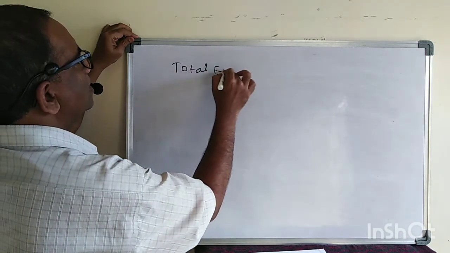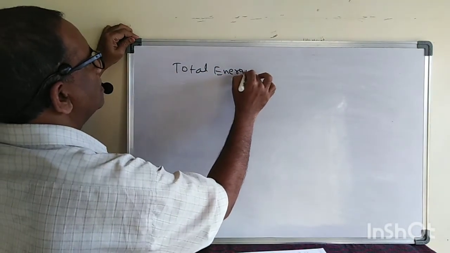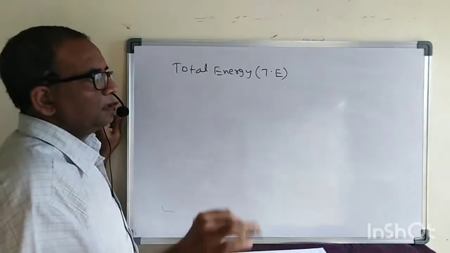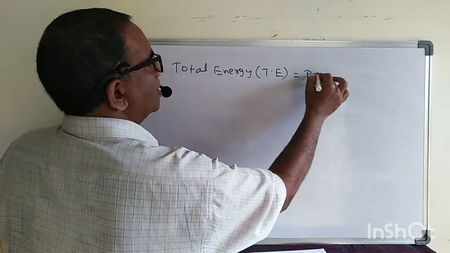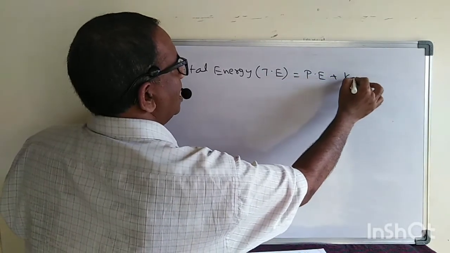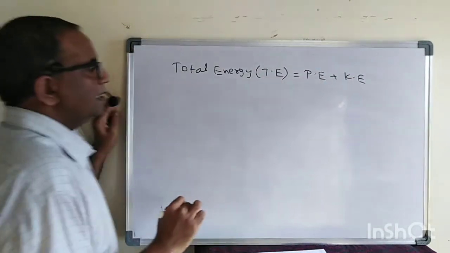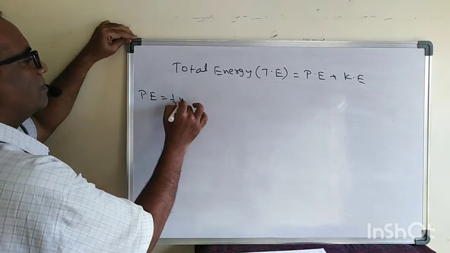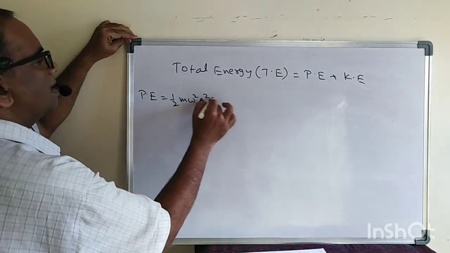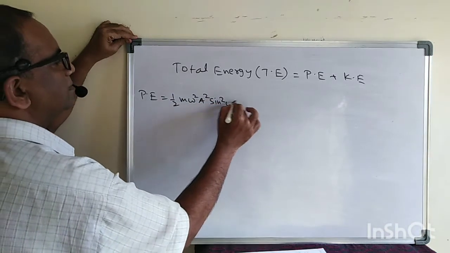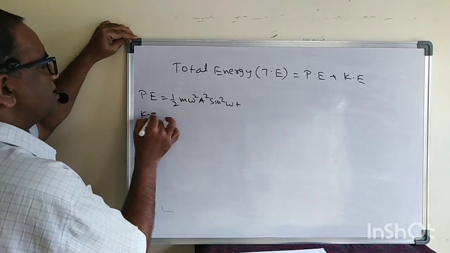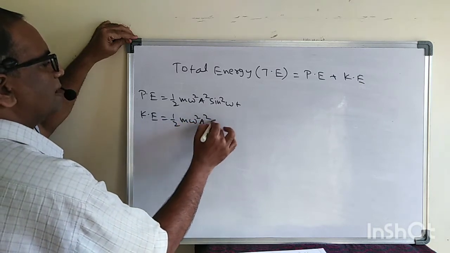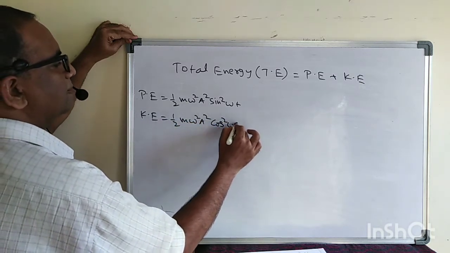Now, let us talk about the total energy. The total energy of a particle in SHM is nothing but the sum of potential energy plus kinetic energy. What is the potential energy we got here? Half m omega square a square sine square omega t. And the kinetic energy we got here is half m omega square a square cos square omega t.